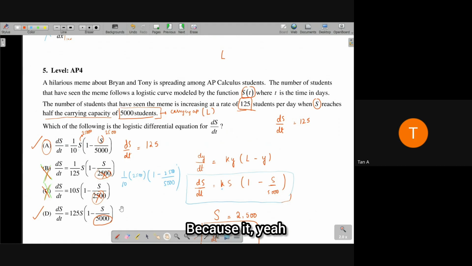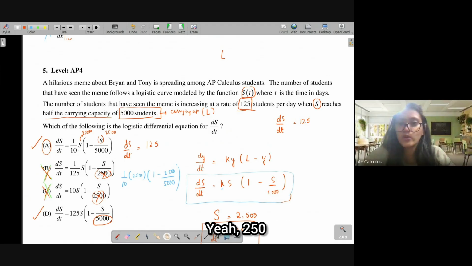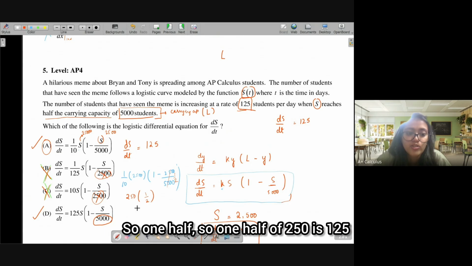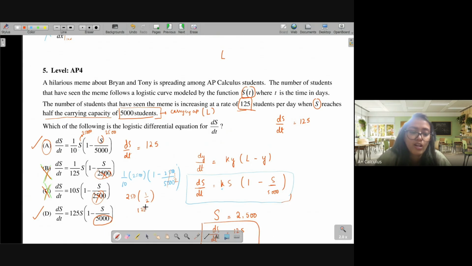Because of the carrying capacity. Wait, the answer is A, right? Did you get 125? Yeah, 250, and this will be 1/2. So 1/2 of 250 is 125. So it is answer choice A.